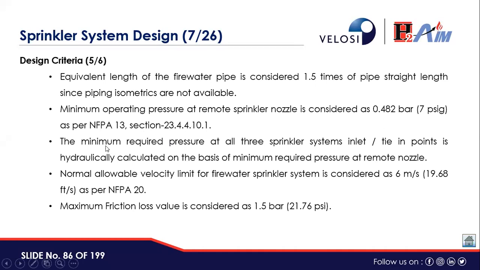The minimum required pressure at all three sprinkler systems inlet tie-in points is hydraulically calculated on the basis of minimum required pressure at remote nozzle. Normal allowable velocity limit for Firewater sprinkler system is considered as 6 meter per second as per NFPA 20. Maximum friction loss value is considered as 1.5 bar.